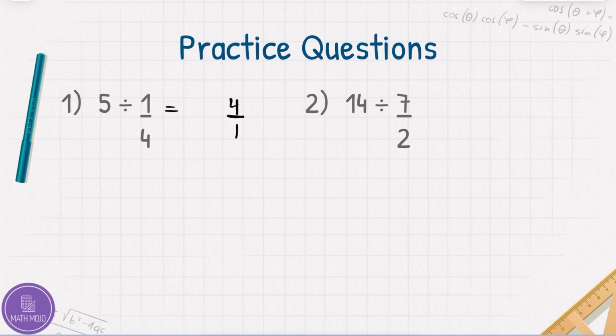And now we have to multiply our whole number by the reciprocal of that fraction. So we get 5 multiplied by 4 over 1. Now we multiply the numerator straight through, so we get 20 over 1 because our denominator stays the same. And now we know that when we have a 1 in our denominator, our fraction turns into a whole number of just our numerator. So our final answer for number 1 is just 20.